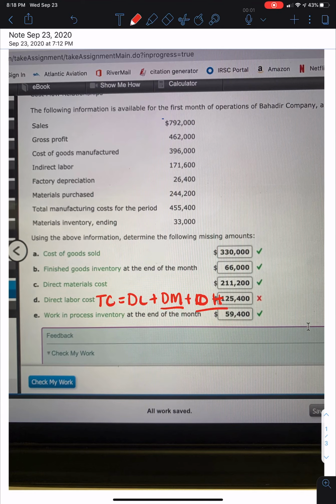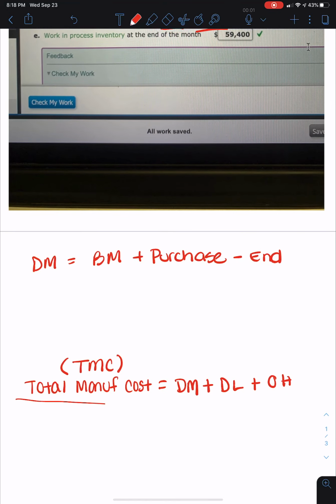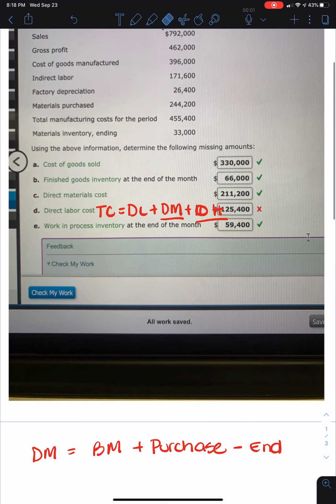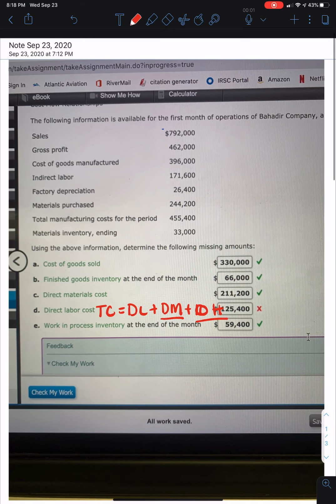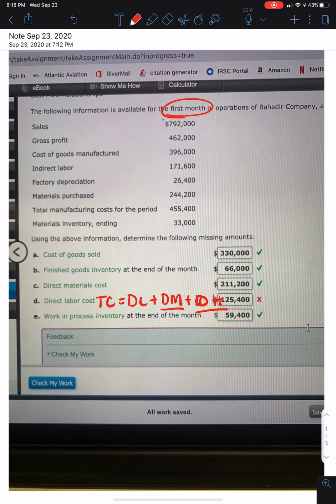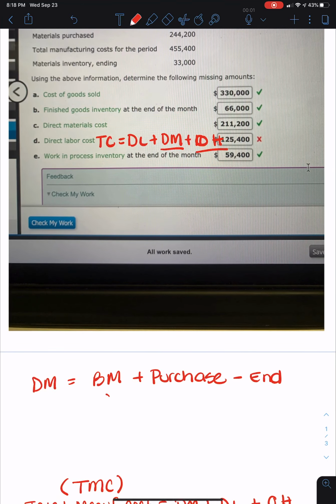So, we are going to be using this formula here in order to do that. Now, we do need to find out what our direct materials for this period is. So we're going to be using another formula to find that out. So we're going to use direct materials. We're looking at the beginning materials. I did abbreviate a lot of this. So if we go up, our beginning materials is going to be 0 because this is our first month of production. So we had nothing in the beginning of the month.